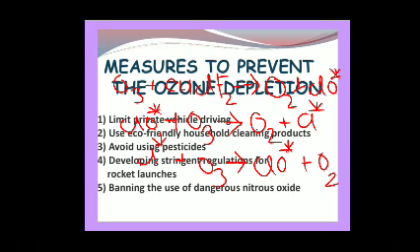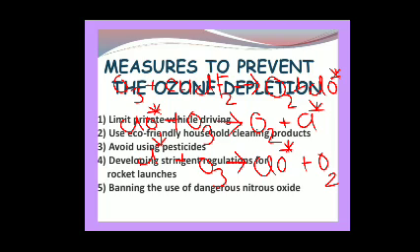O3 plus sunlight gives rise to O2 plus a single oxygen atom. The single oxygen atom is called nascent oxygen. This nascent oxygen interacts with NO2 to form NO plus O2. These reactions are involved in ozone depletion. How to prevent ozone depletion?